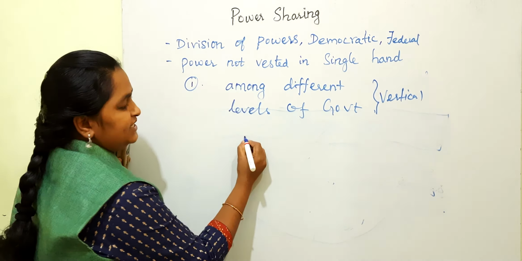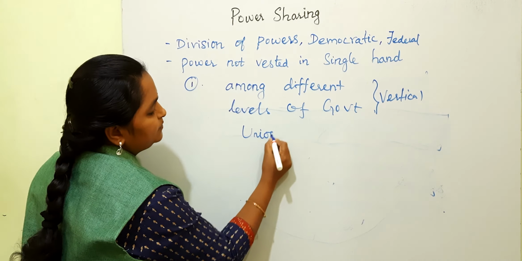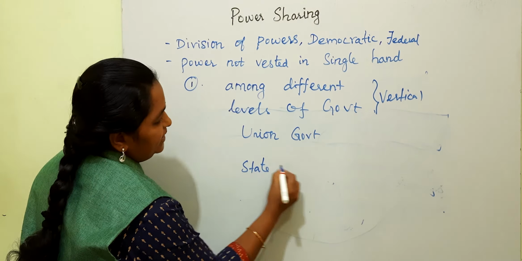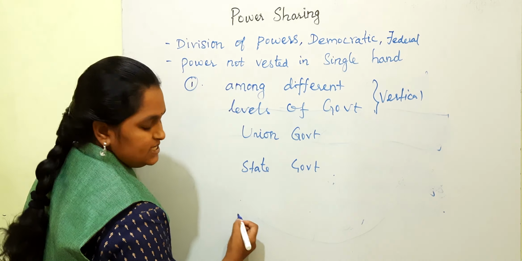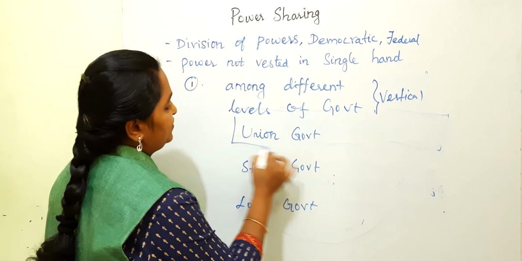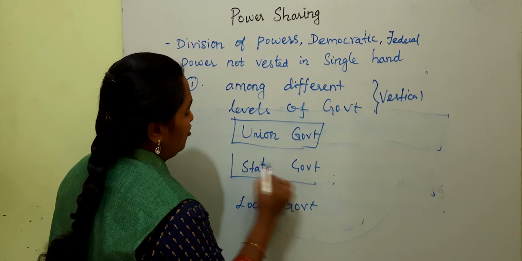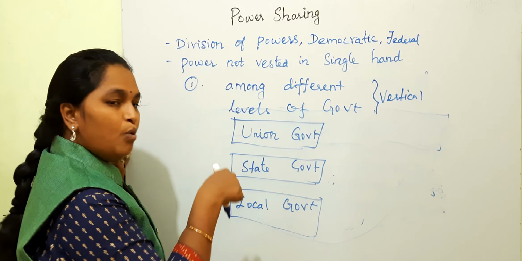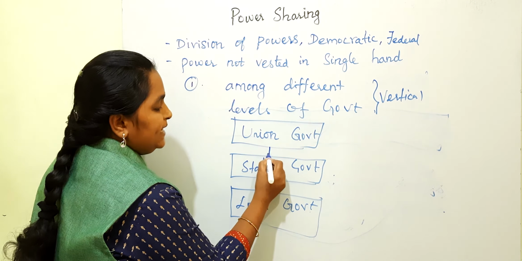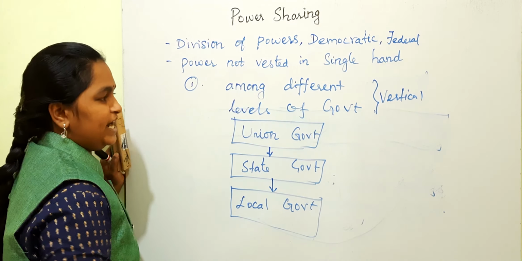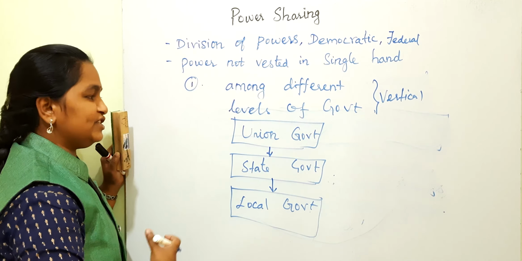See here, first is the union government. Next is the state government. The third one is the local government. Yes, children, these three are the different levels of government. They are not at the same level. They are subordinate to one another; they come under one another. This is vertical. Already we saw the horizontal distribution, now we will see the vertical distribution.